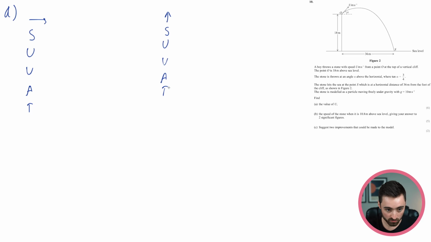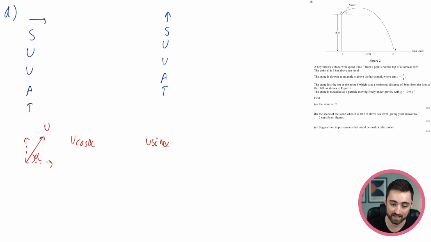So u horizontally is going to be the horizontal component of this u. So if we look at it, we have u going up here at alpha, meaning that the horizontal component is going to be u cos alpha, and the vertical component is going to be u sine alpha. Now, we know what cos alpha and sine alpha are because of our triangle with the tan.